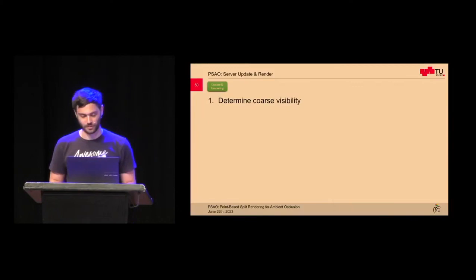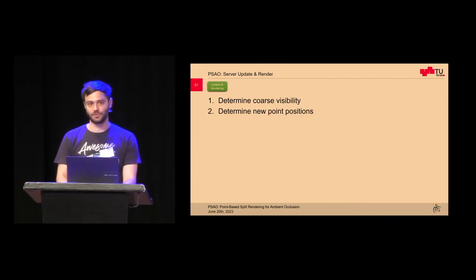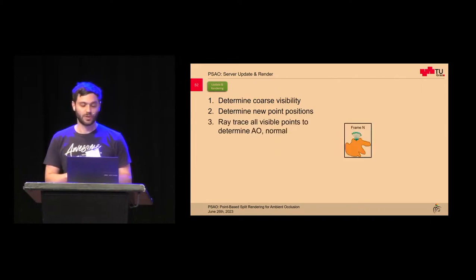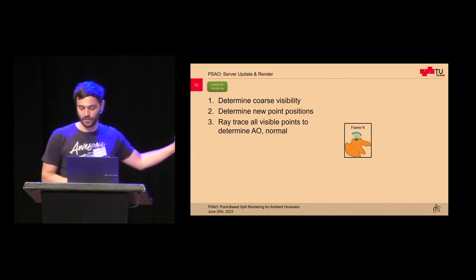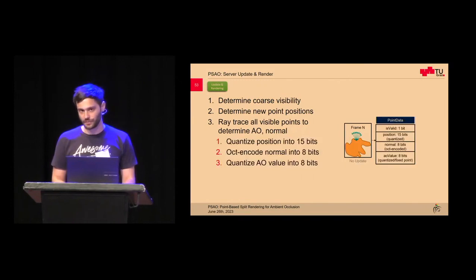Then for the server task, the first one that's happening every server frame, we first determine coarse visibility. We use an extended field of view, as is standard for these kinds of split rendering systems, to determine which points are visible. Then we determine the new point positions using, for example, the updated skinning matrices and new transforms that we get from the client. Then we ray trace all of the visible points to determine their ambient occlusion value. For example here, if we have the frame N and some sort of mesh, we just do ray tracing for each point.